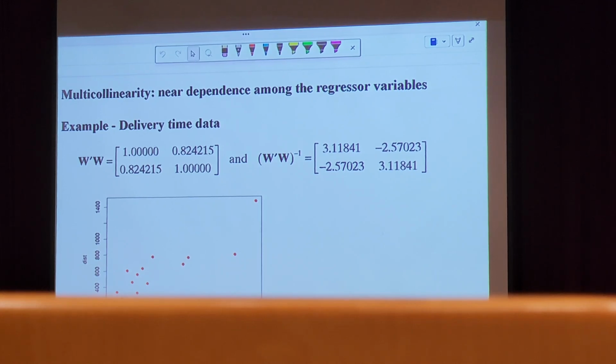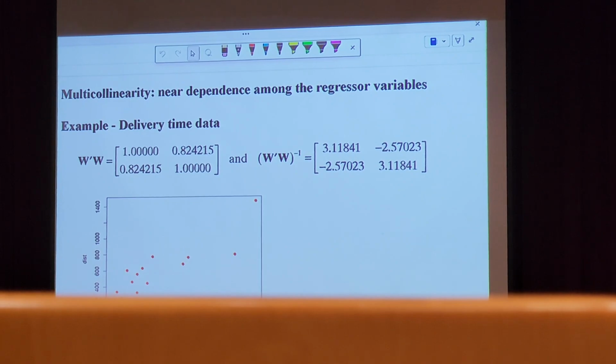And I believe I told you, scale to unit length, it's the more useful one. Because if you scale the regressor variables to unit length, your X prime X matrix, which I call W prime W now, based on the scaled variables, is actually the variance covariance matrix. So this W prime W is the variance covariance matrix of the scaled regressor variables.